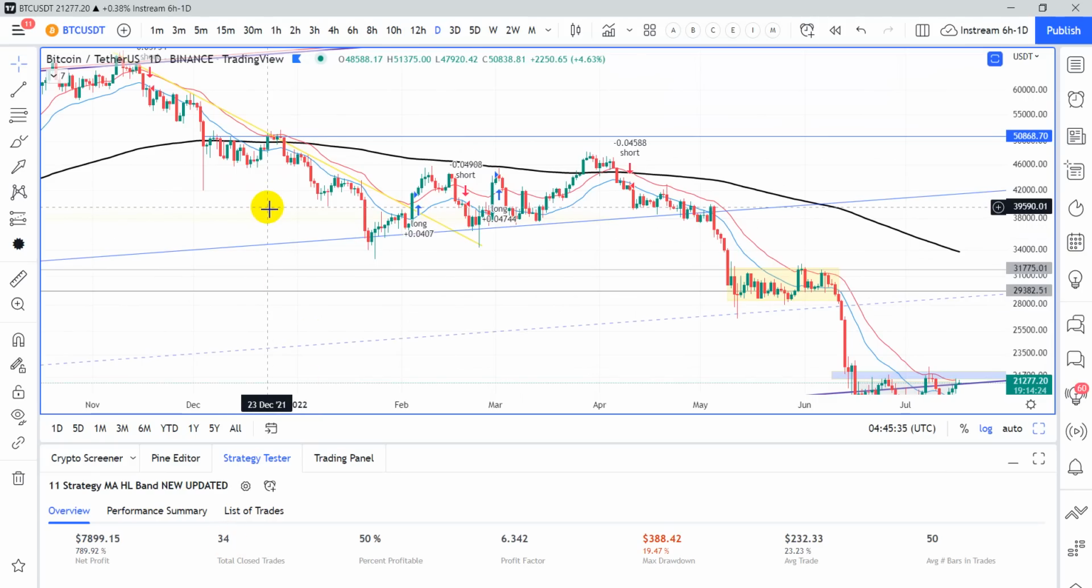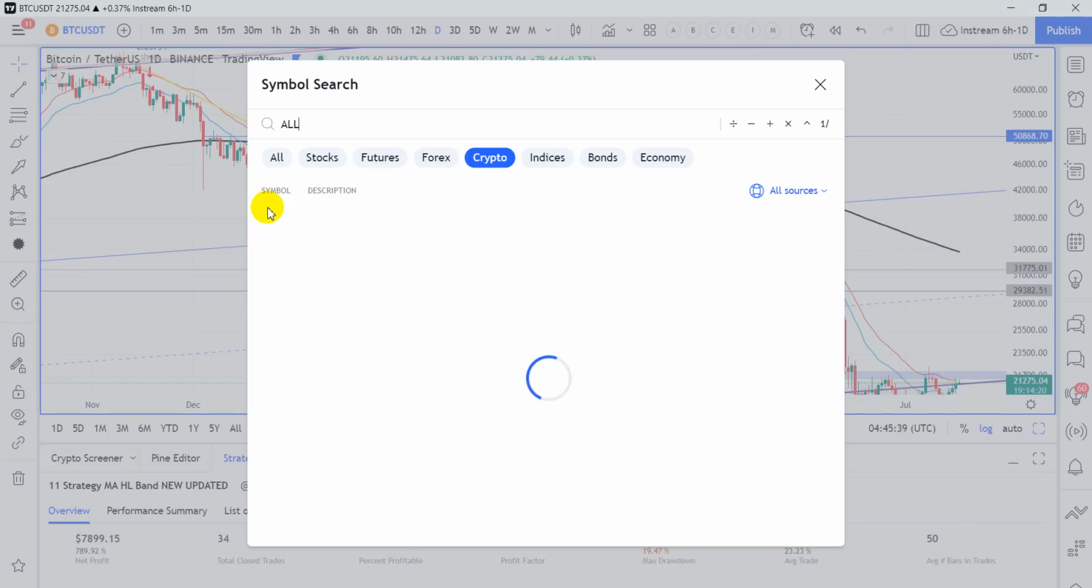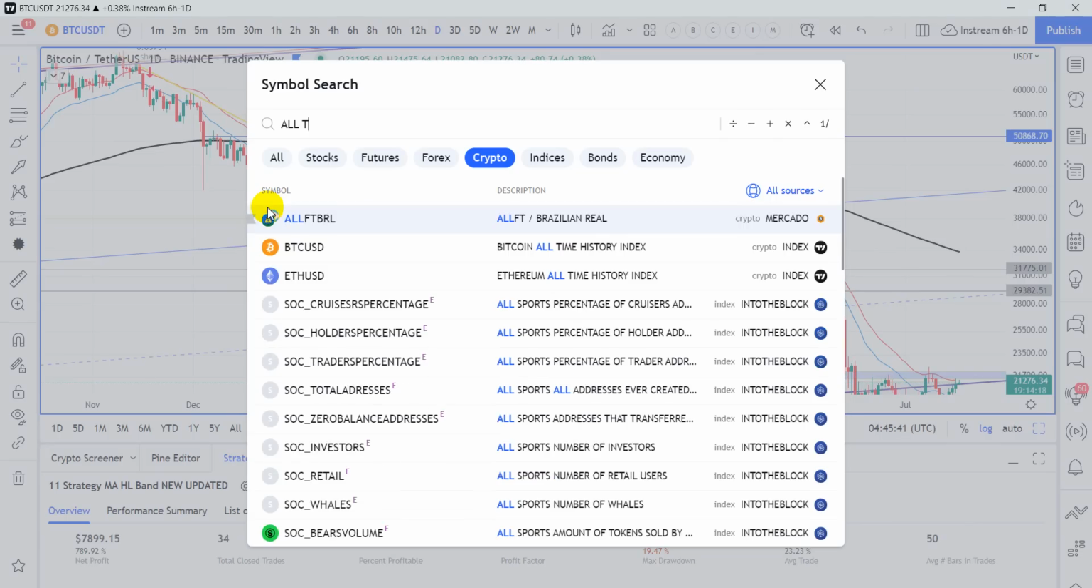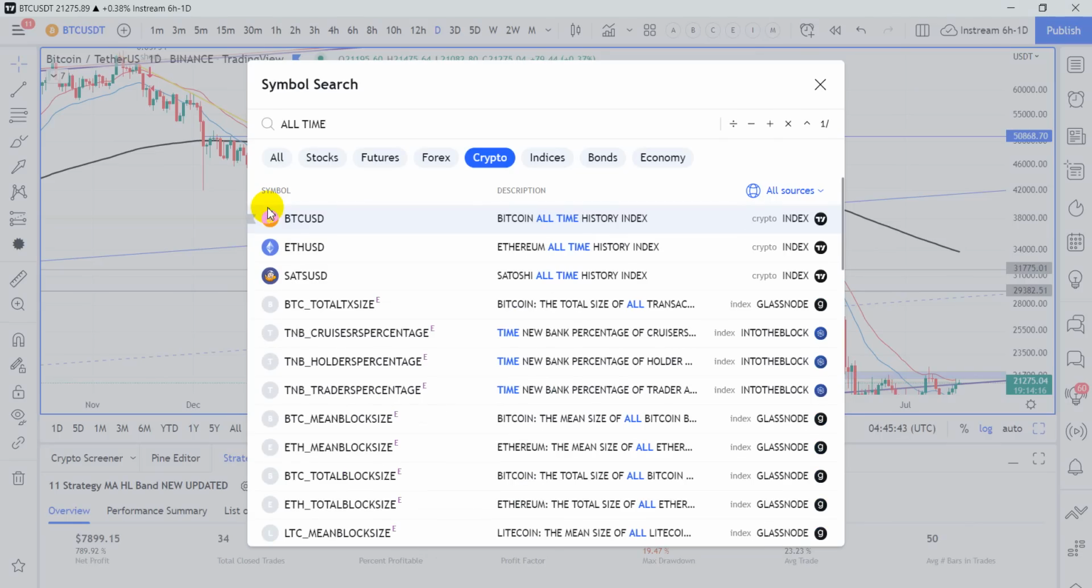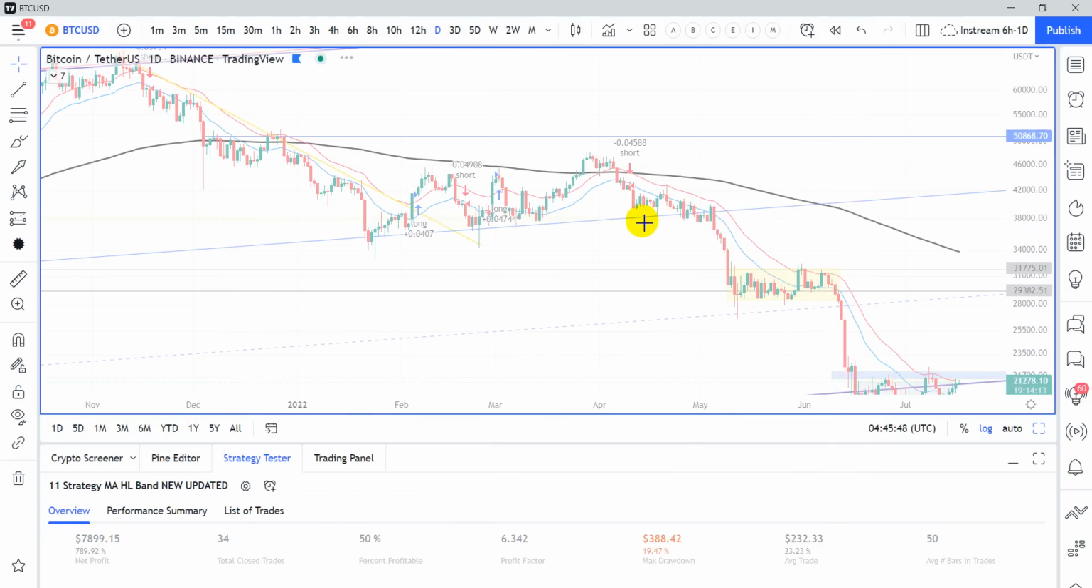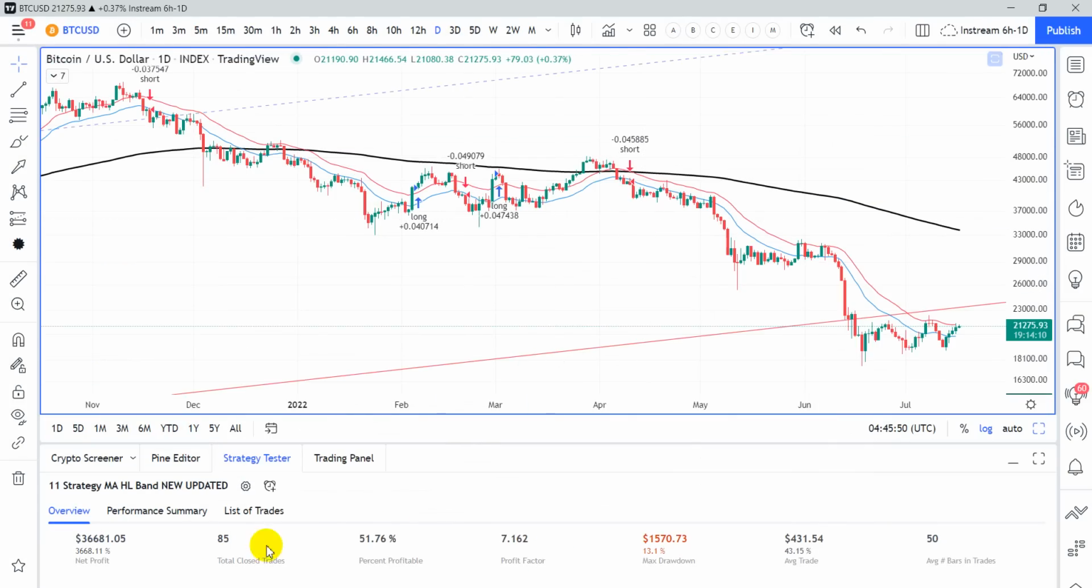So what I do, I know for sure there is a chart. You just type "all time" and you will find the Bitcoin all-time history index. Select that. And what do you see now? 85 trades, because it has all the trading history of Bitcoin for all the time. And you can see more trades.